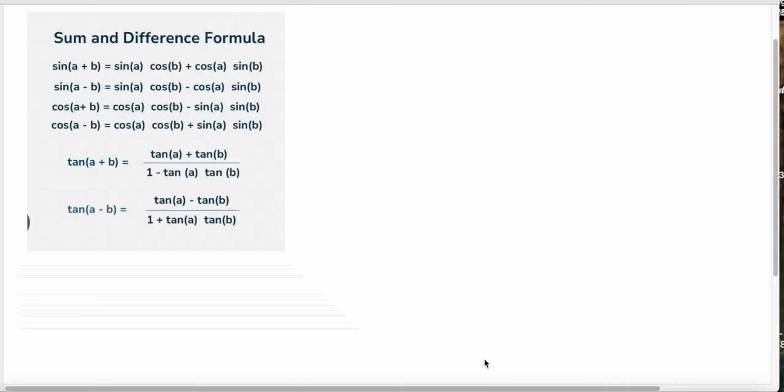Okay, so we are going to talk sum and difference formulas. Sometimes they're referred to as sum and difference identities, but they mean the same thing. So we have sum and difference formulas for sine, cosine, and tangent, and I've included them right here.